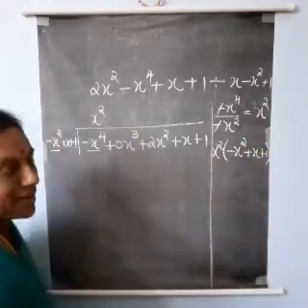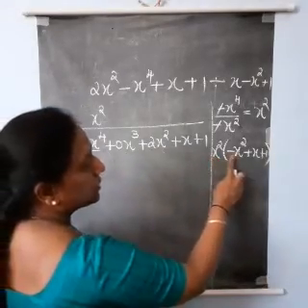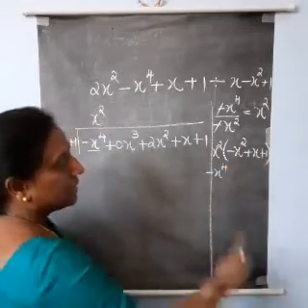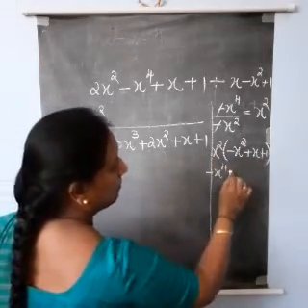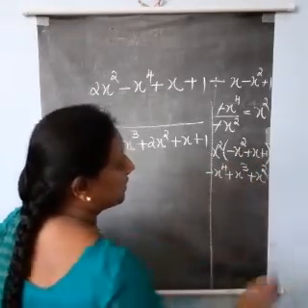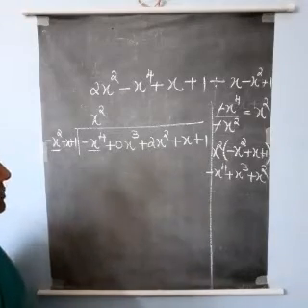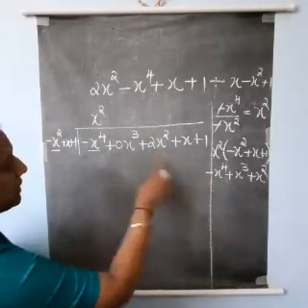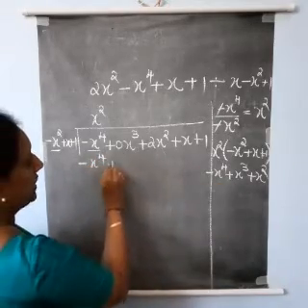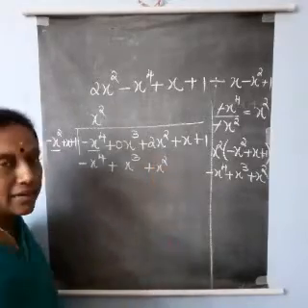Now expand the bracket using the distributive property. What will you get? X squared into minus x squared will be minus x power 4, right? Then x squared into x will be plus x cubed and plus x squared. Okay. Now write it under the corresponding like term. So x power 4 I will write under the x power 4 term, x cubed under the x cubed term, and x squared over here. Understand?